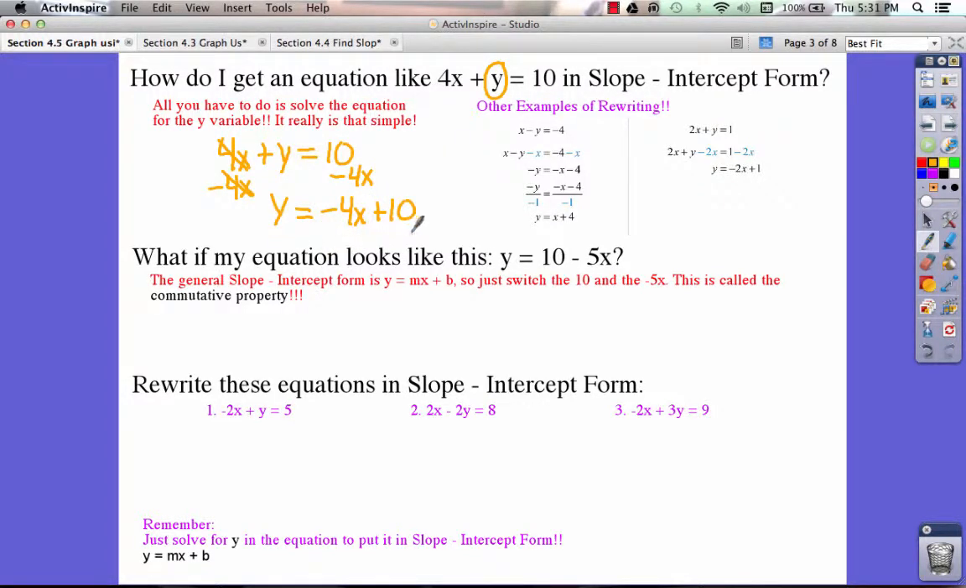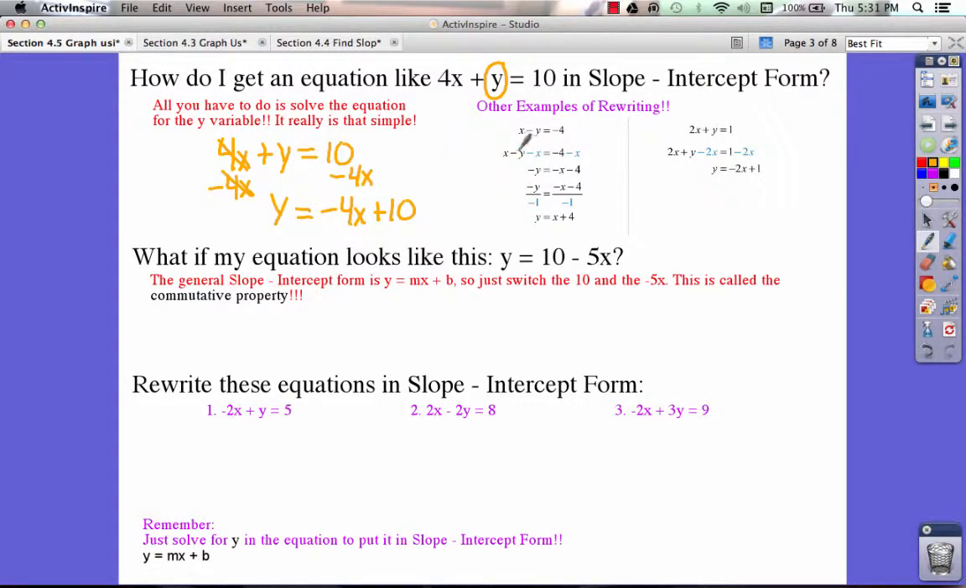And right there we have slope-intercept form. Y by itself equaling a number with x behind it plus another number. Y equals mx plus b. Here are some other examples of rewriting. You can go ahead and look through those.